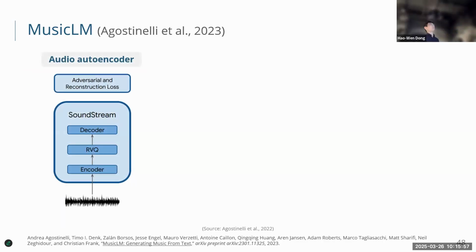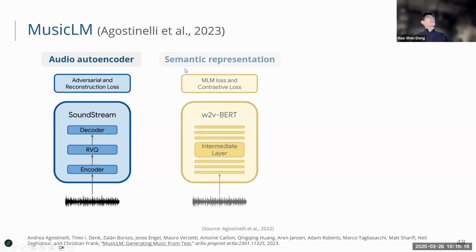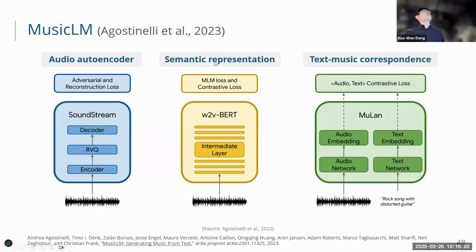This is pretty much the same year, 2023. Somehow I messed up. MusicLM is much more elegant, but at the same time much more complex. It has three components: audio autoencoder, semantic representation, and, forget about what those are, the key is the text-music correspondence. That is the MuLan component.